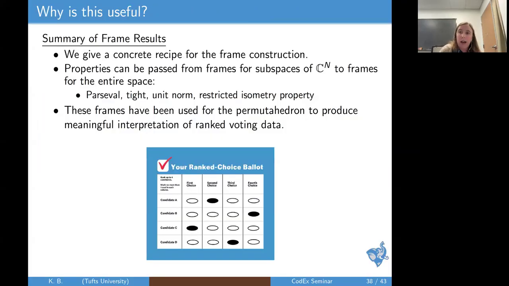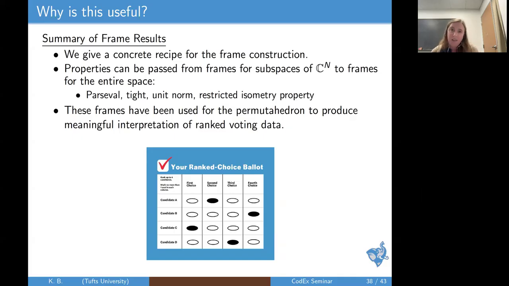Okay, so why exactly is this useful? Where does this come into the ranked choice vote? Well, in particular, we've given this concrete recipe for the frame construction that was first introduced by Chen et al. in the context of just the permutahedron. So it was a specific group with a specific generating set. And now we have this in the context of any group and any generating set.